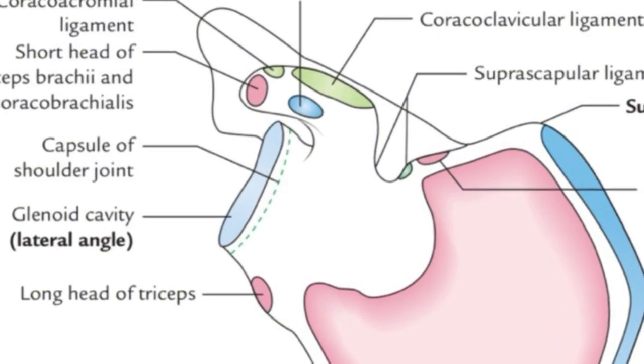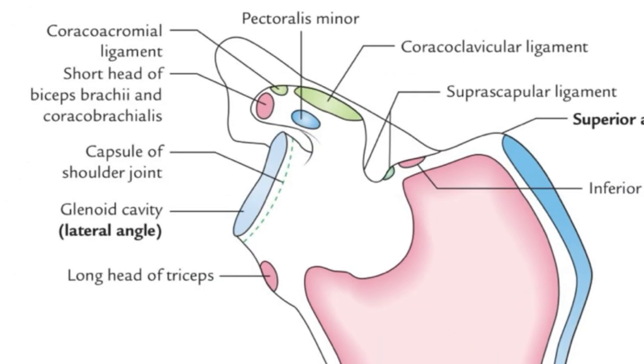Below the lateral angle, you see the long head of the triceps. That's where the long head of the triceps is originating from. While above, you see the long head of the biceps. That's where this is originating from. So we have the supraglenoid tubercle, where the long head of the biceps originates, and the infraglenoid tubercle, where the long head of the triceps originates at the lateral angle. Supraglenoid is above the glenoid cavity, infraglenoid is below the glenoid cavity. So long head of biceps up, long head of triceps down. Don't forget, it's very very important.